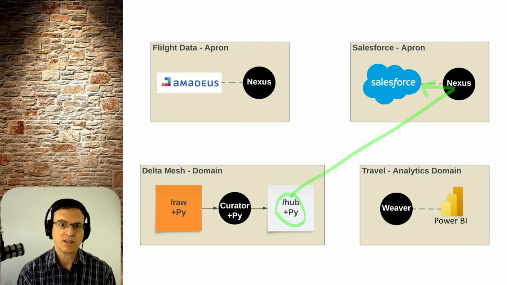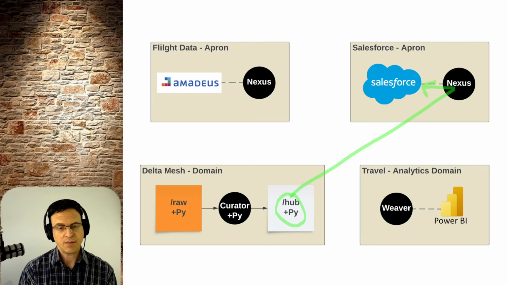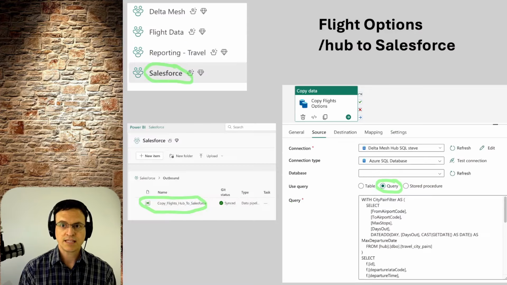One of the advantages of the Delta Mesh architecture is that the Salesforce team, in this case, doesn't have to know about the Amadeus API or deal with the raw to curated or any of that complexity. They can just come in and look at the clean data and set up operations to bring that into custom objects within Salesforce. So let's jump over to the Salesforce workspace. And here we've set up a copy operation.